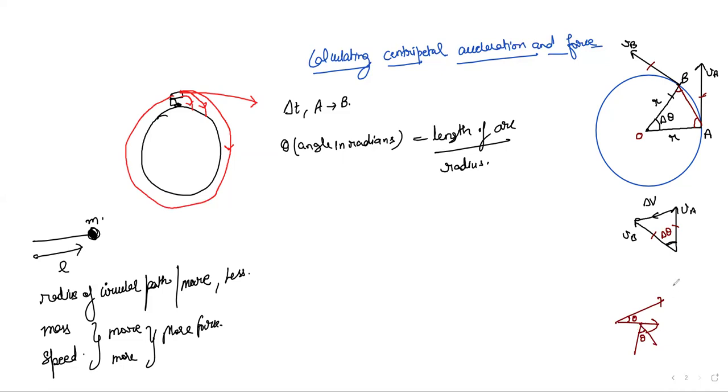Since UA and UB are perpendicular, they'll have the same angle. See, OA and OB have angle delta theta, so their perpendiculars, VA and VB, will together also have angle delta theta. Now, since these two sides are equal, these two angles will also be equal.